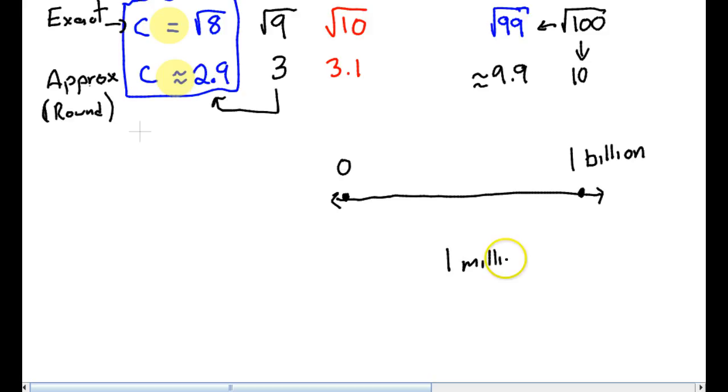Where, on here, is 1 million? Approximately, if you had to put it. Left side, right side, middle? Right side. Left side, like right here? No. No? Middle? Right here? No? On the right side. Yeah, left side, left side.